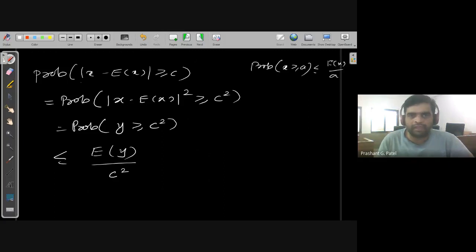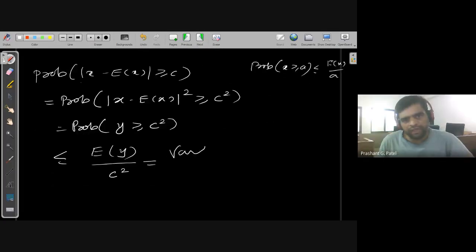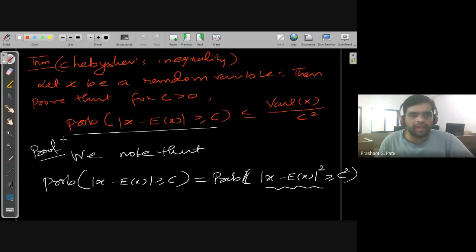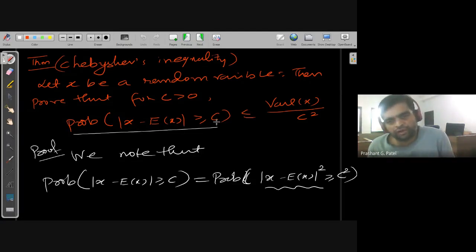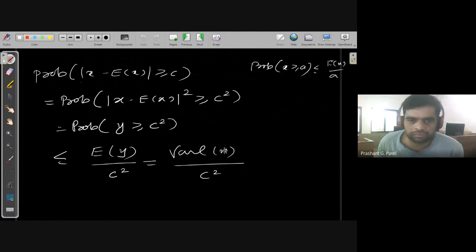But what is E of Y? We have discussed E of Y is nothing but the variance of X. So this is variance of X upon c square, and that is exactly what we want to prove. We want to prove that the probability of mod of X minus expected value of X greater than or equal to c is less than or equal to variance of X upon c square, and that we got here. Okay, so that is the completion of this Chebyshev inequality.